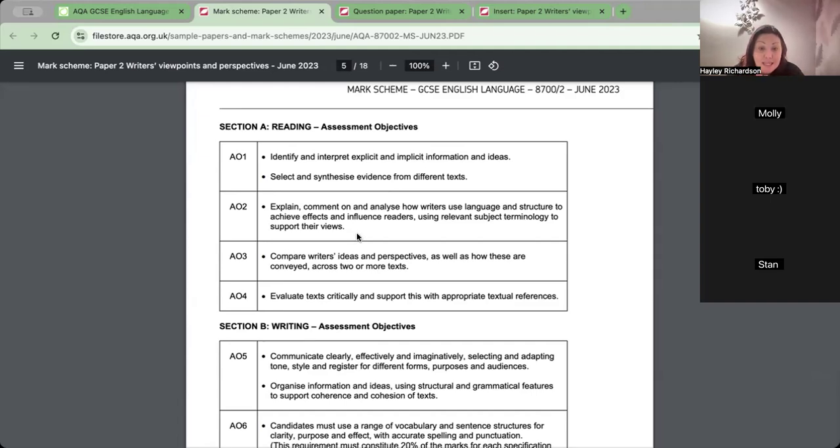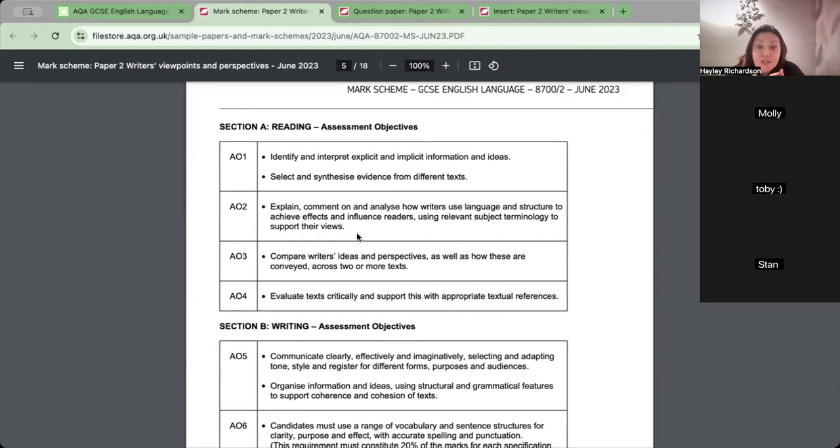AA2, explain, comment on, and analyze. So if you explain something, you're trying to make someone understand it. If you comment on it, you're judging it. You're saying it's this or that. You're sort of saying something about it. And if you're analysing it, you're trying to work out what it means, okay? Trying to offer suggestions as to what it means, okay?